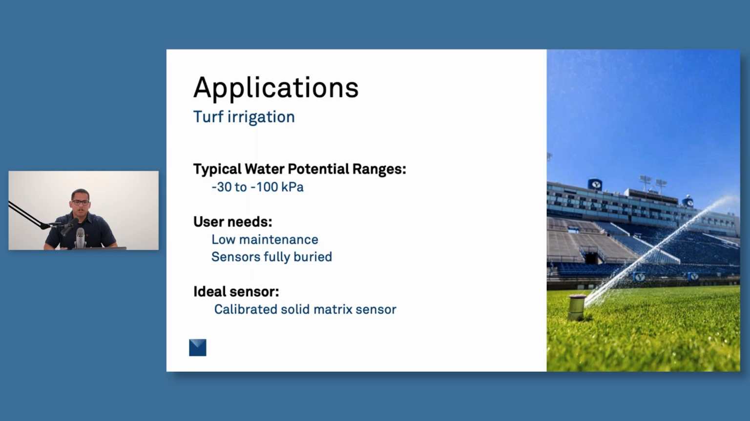We know that with turf, our ideal water potential ranges are -30 to -100 kilopascals. However, as you've seen with our example, there are often times where you might go beyond that -100 kPa range. And also typically in many turf applications, the user needs are a low maintenance sensor, and they need the sensors to be fully buried, especially if it's turf for like a sports field or things like that. You need that stuff out of the way, out of sight, out of mind. So in an example like this, with today's calibrated solid matrix sensors, we know that they're accurate enough to meet the needs of these users, and they're low maintenance. So that's going to be more of an ideal type sensor for this application.